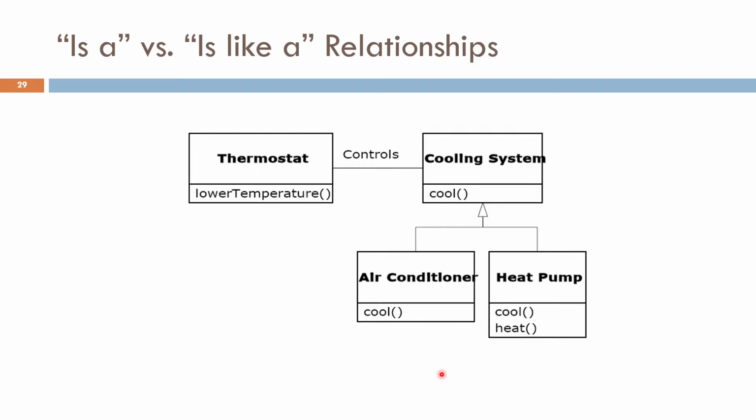Yes, it is possible for you to inherit from multiple base classes in C++. So the heat pump here can inherit from the cooling system, and it can also inherit from a heating system if we had a heating system outside as well. Just to extrapolate a little bit, you can have a heat system here, and we could have heat, and we could also inherit that inside here as well.